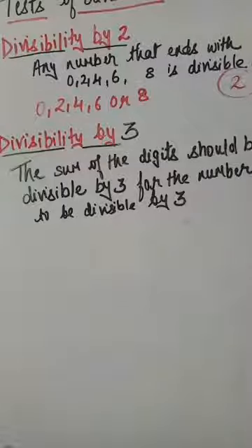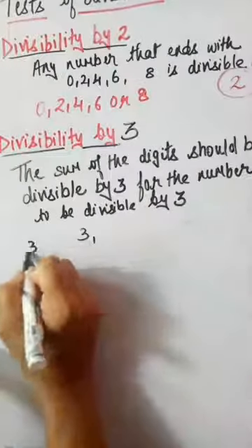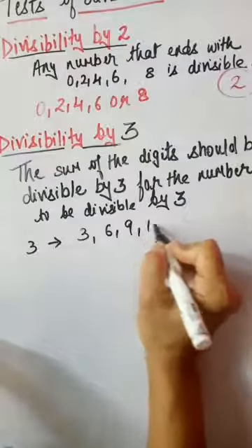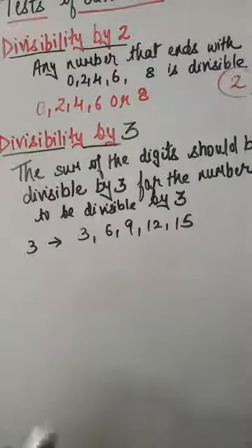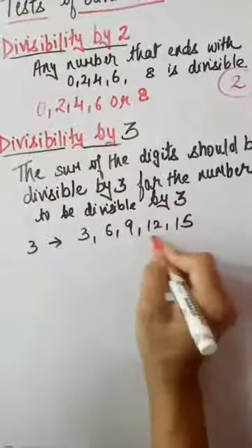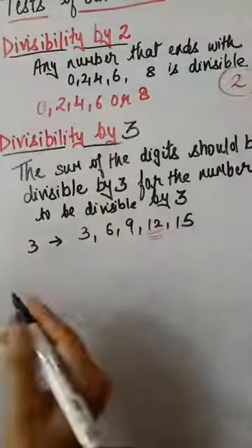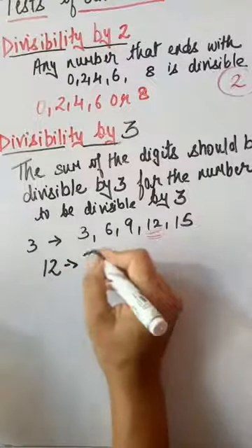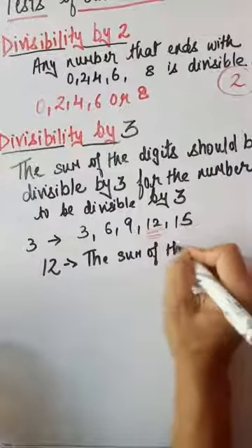Now we are going to see what this sum of the digits means. The sum of the digits means what? Now we are going to consider the multiples of 3. We know the multiples of 3: 3, 6, 9, 12, 15. Now if we take this 12, let us see the sum of the digits.